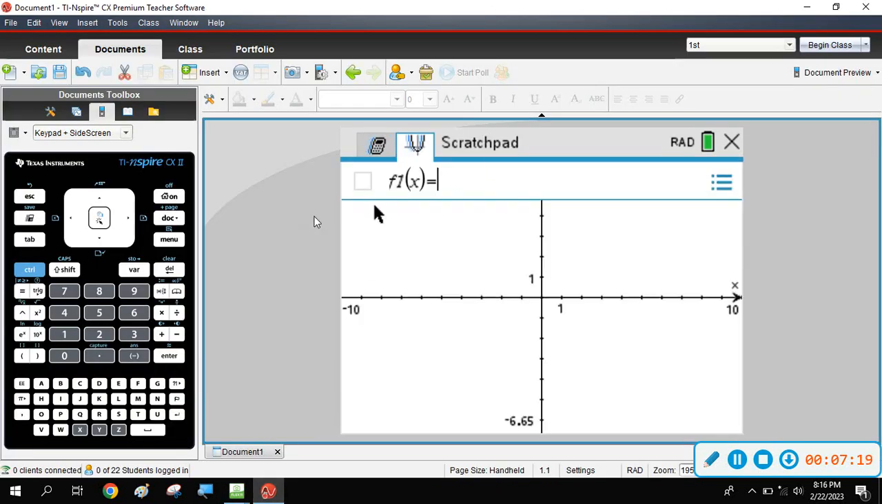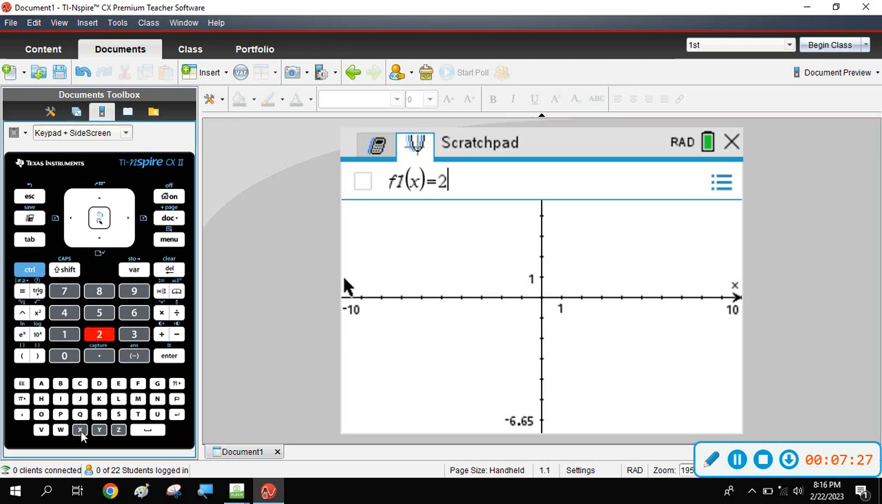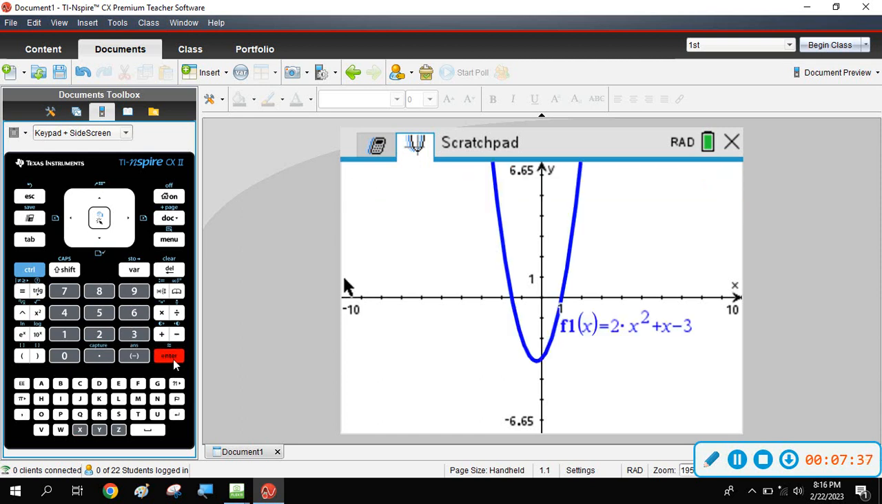Remember, if something's there, Doc and B will clear it off. I'll now put in the new equation, which happens to be 2x squared plus x minus 3. Let's press enter. And remember, the solutions are the place where it crosses the x-axis. It looks like there are two answers here.